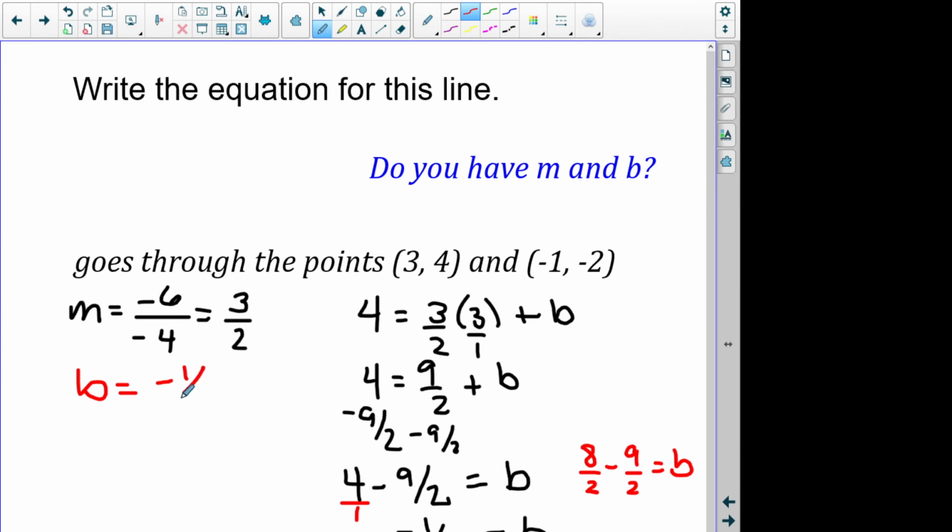Screen's freaking out there again. So, okay, and then I can write my equation. My equation is going to be y is equal to 3/2, my m value, x, plus negative 1/2, or minus 1/2. So there's the equation for my line.